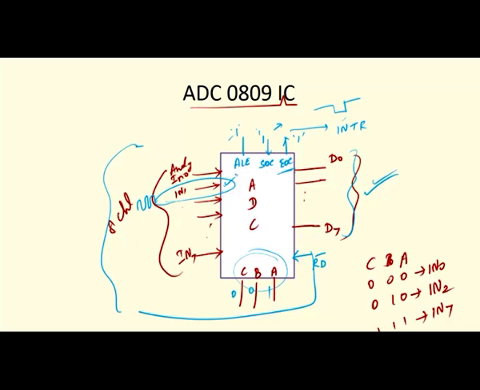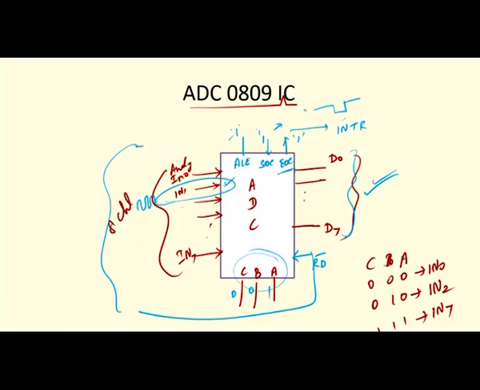So, after giving the signal on the particular channel, now you have to activate the SOC. After activating that, the continuous signal will be converted into instantaneous, then sample and hold, then the quantization and encoding. After encoding, after getting the digital value, that value will be loaded on the D0 to D7.